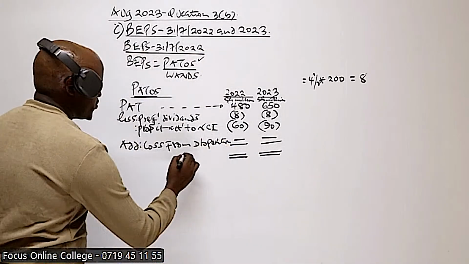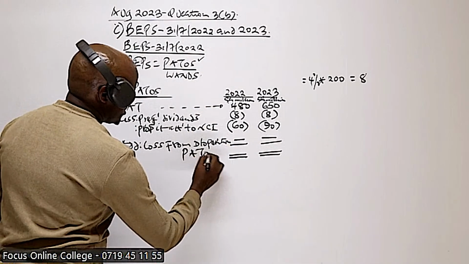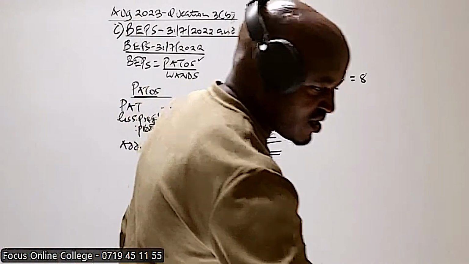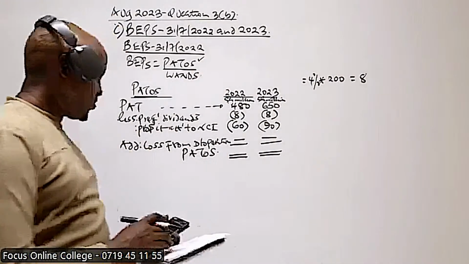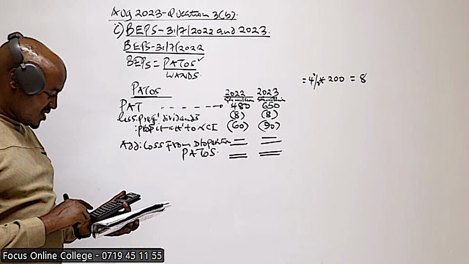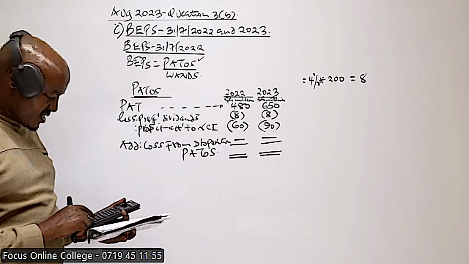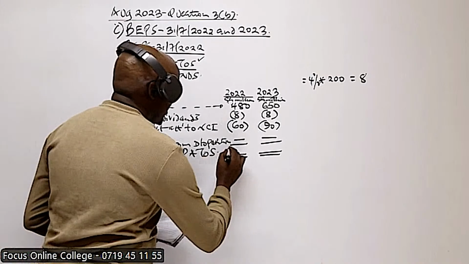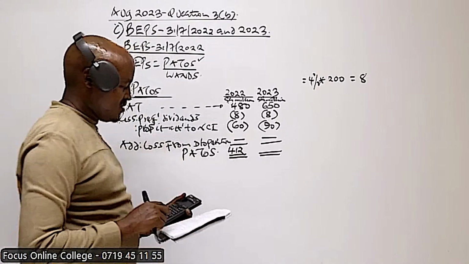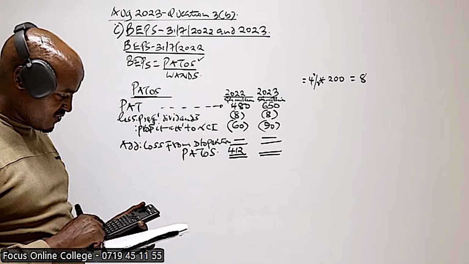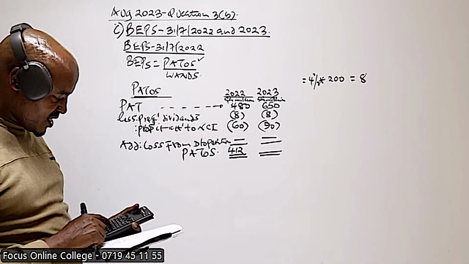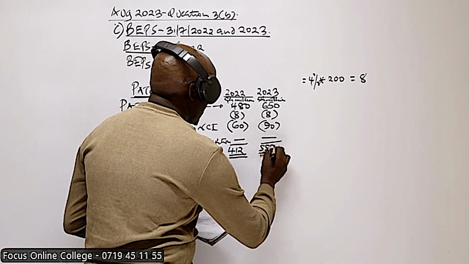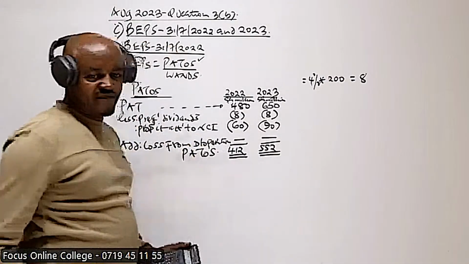We should now be able to get our PATOS. So what will be the PATOS for the year 2022? It will basically be 480 minus 68, and that will give us 412. We do the same for 2023: we take 650 minus 98, and basically this will give us 552.